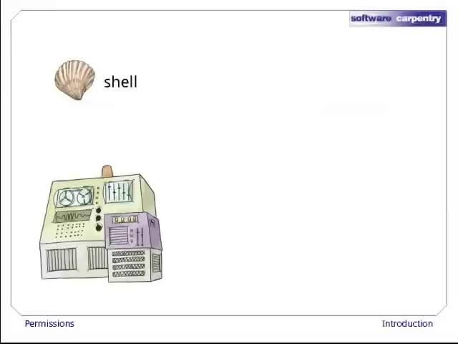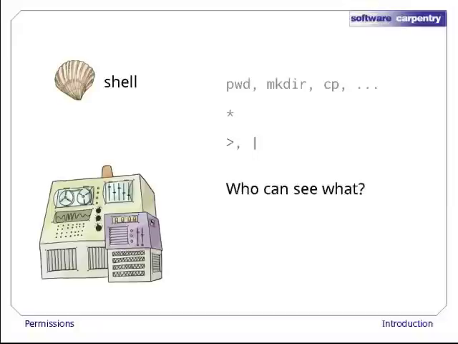In the previous episodes in this lecture, we looked at how to use a command shell to interact with a computer and met a few commonly used commands such as pwd, mkdir, and cp. We also met the wildcard character star and saw how to redirect output with greater than and create pipes with pipe. It's now time to look at how Unix determines who can see the contents of which files, and at how it controls who can change those files and run particular programs.